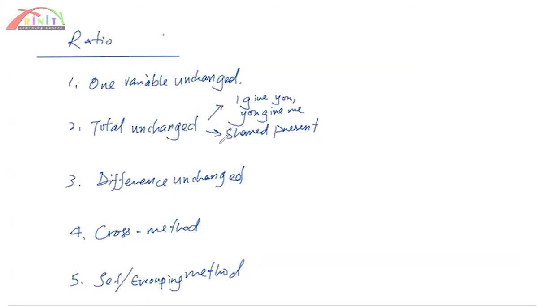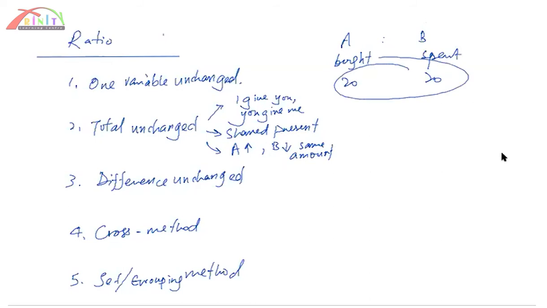This is total unchanged. Another kind of total unchanged is if A increases and B decreases by the same amount. They may not give to each other, but for example, if I give you a ratio of A to B, and then I say to you that A bought 20 more and B spent 20, then the total is still unchanged. So this is the third kind of total unchanged question.